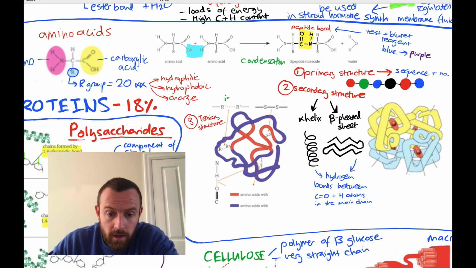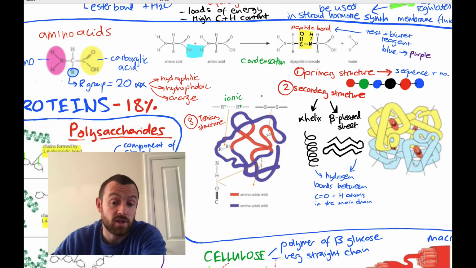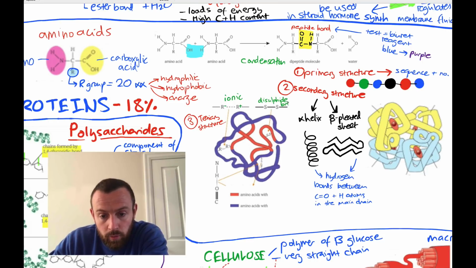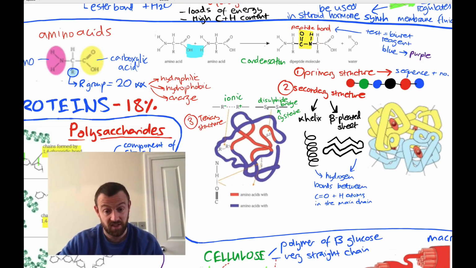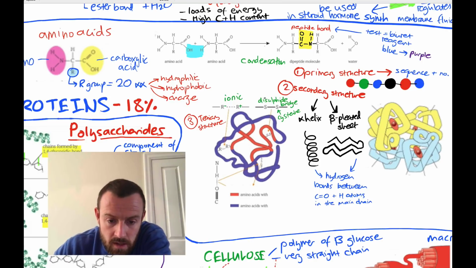We've got ionic interactions. Okay, so here's an R group which has got a negative charge, and this R group's got a positive charge, and there's an ionic interaction there. We've got covalent bonds. This is a disulfide bridge, okay, between two cysteine residues. So the amino acid with the S here is a cysteine. Cysteine amino acid has the sulfur as its R group, and it can form a covalent bond to another cysteine. This would be another cysteine over here.